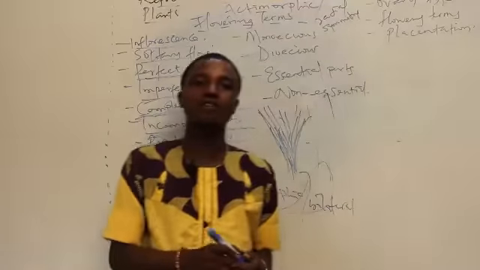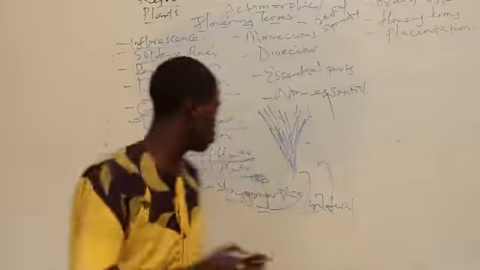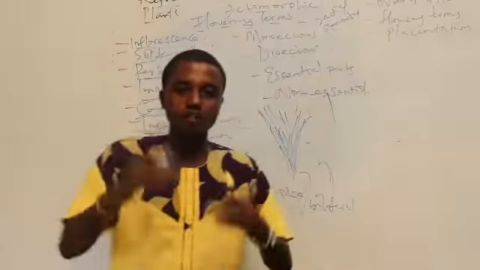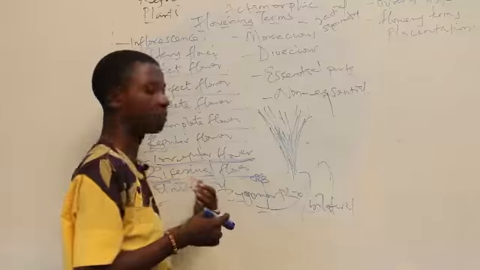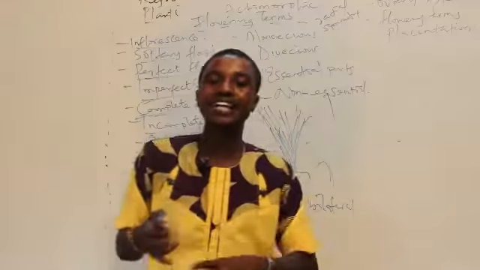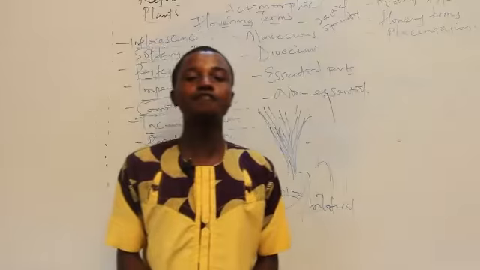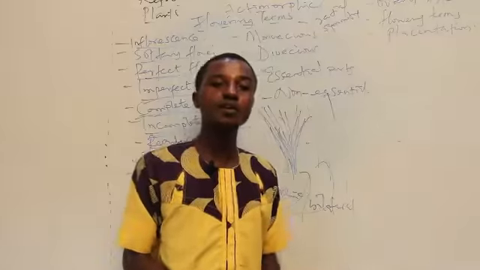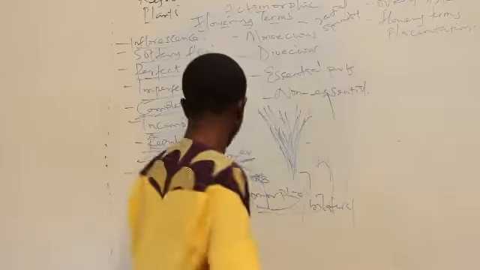Bisexual flower. What is a bisexual flower? The word bisexual talks about 2, and the word sexual talks about gametes, those parts that are involved in reproduction, those parts that are involved in the production of gametes. So let's combine it together and give a standard definition. A bisexual flower is a flower that has both the stamen and the carpel. What do I mean by the stamen and the carpel? A bisexual flower is a flower that has both the male and the female reproductive part.